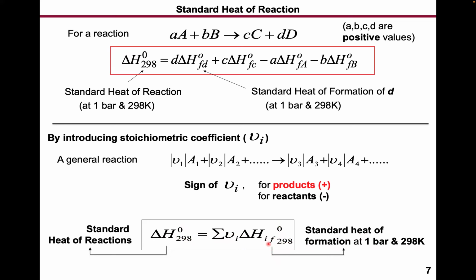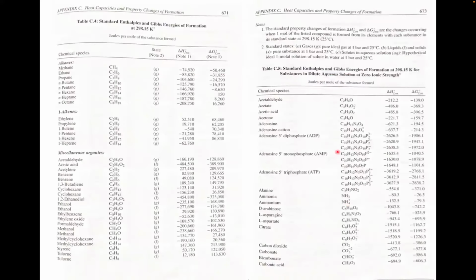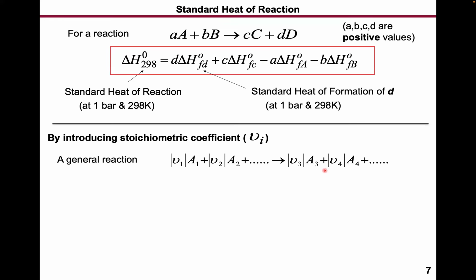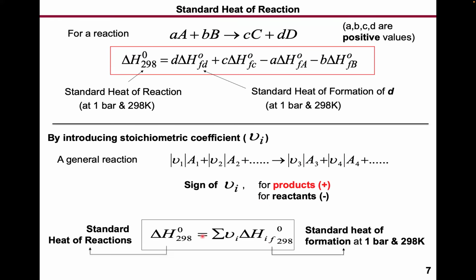So hopefully you understand how to find the heat of formation for different species, and then you come back to this reaction, you figure out the stoichiometric coefficient, and then you plug into this equation to calculate the standard heat of reaction for a particular reaction, okay?